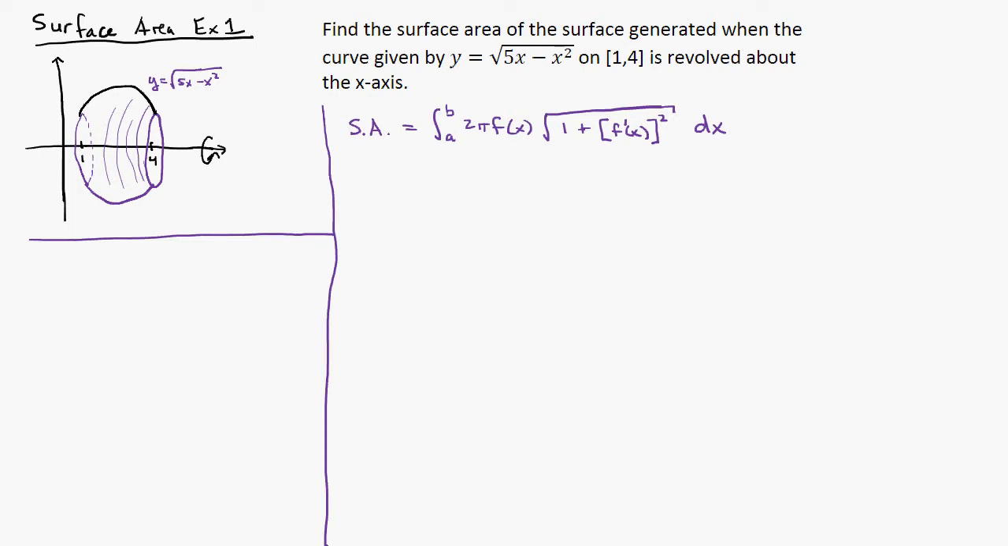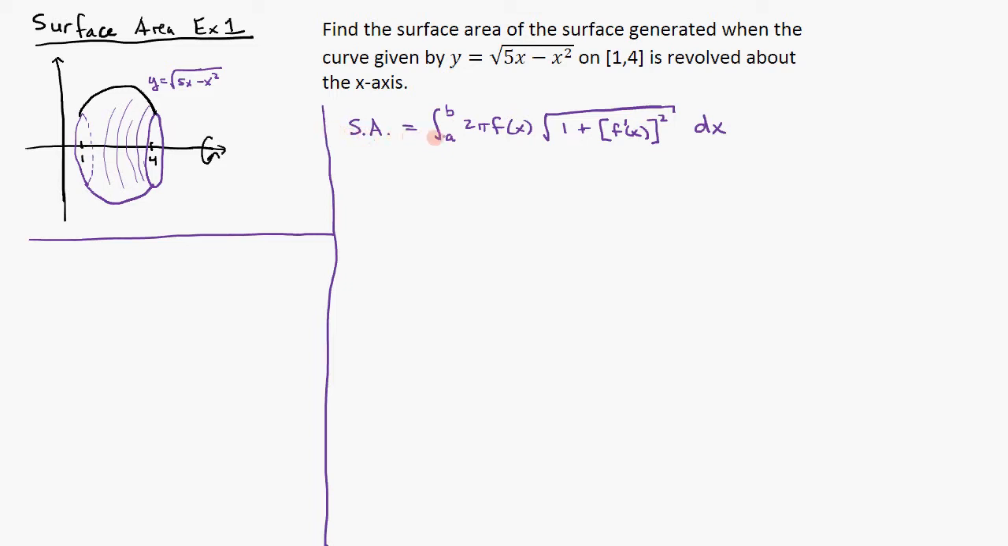In this example, we want to find the surface area of the surface generated when the curve given by y equals square root of 5x minus x squared on the interval from 1 to 4 is revolved about the x-axis. So I've sketched the graph of the curve here. This is y equals square root of 5x minus x squared. And now if you revolve it around the x-axis, this is a sketch of what the surface looks like. So we want to compute the surface area of this surface here.